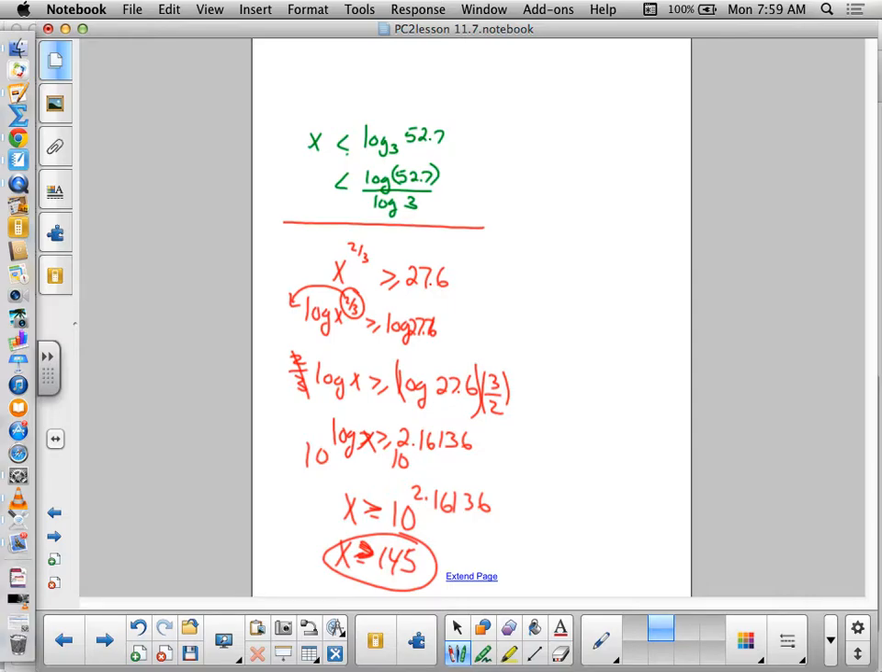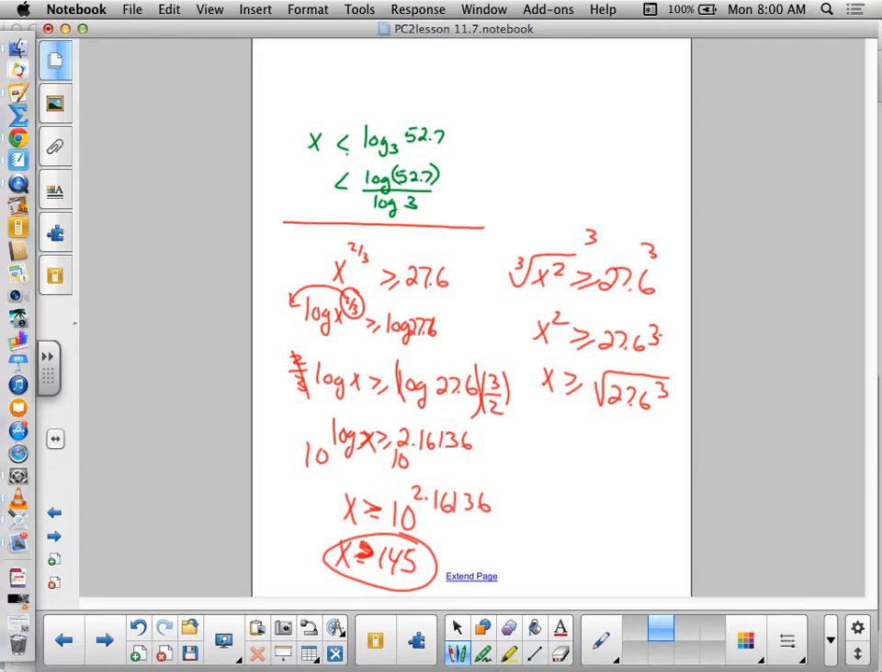Again, logs are really useful when we have a variable in the exponent or we are solving for a difficult exponent. We have something like x to the 2/3 power. The other way of dealing with this is saying that this is the cube root of x squared is greater than or equal to 27.6. We could have done this the old-fashioned way as well, pretty easily, by cubing both sides. X squared is greater than or equal to 27.6 cubed, and taking the square root of both sides, x is greater than or equal to the square root of 27.6 cubed. So either way works, actually.